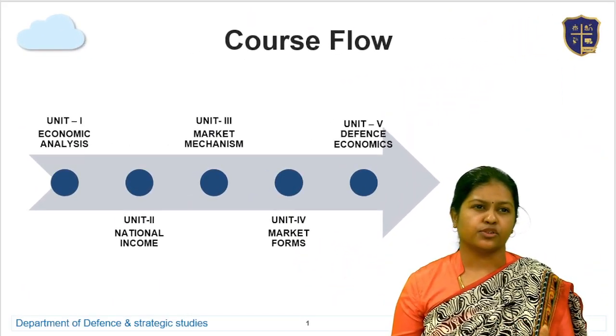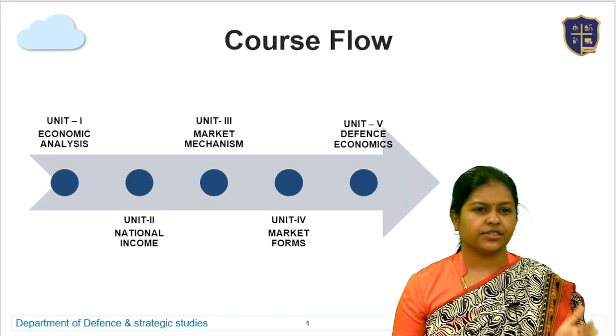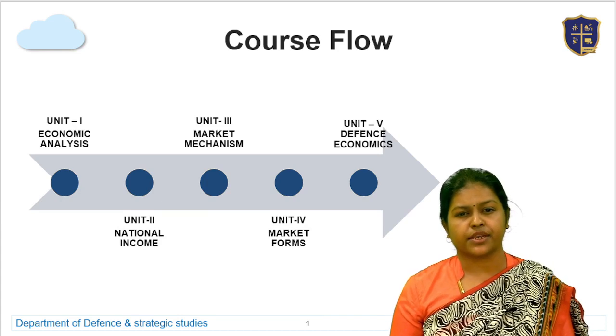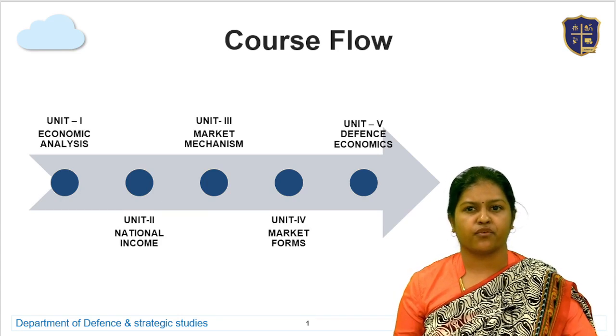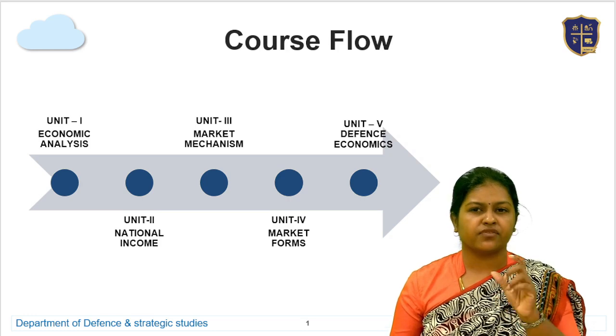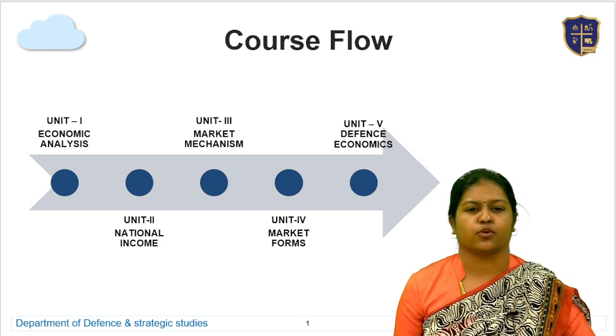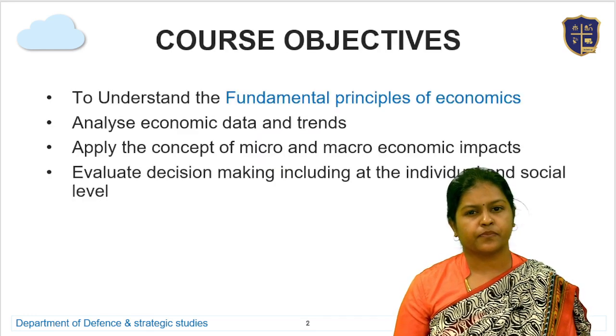So now let's go with the course flow. Unit 1 is economic analysis, Unit 2 is national income, Unit 3 is market mechanism, Unit 4 is market forms, and Unit 5 is defense economics. In the final unit, we will be studying about defense economics. So we'll go for the next slide.